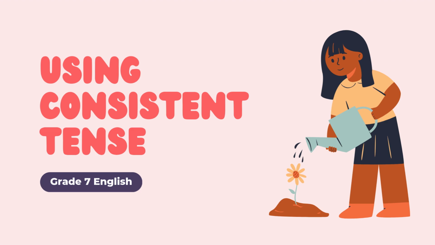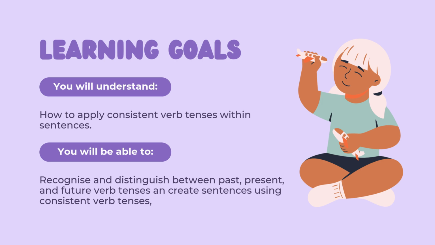Let's start. Learning goals. In this class, you will understand how to apply consistent verb tenses within sentences. You will be able to recognize and distinguish between past, present, and future verb tenses and create sentences using consistent verb tenses.